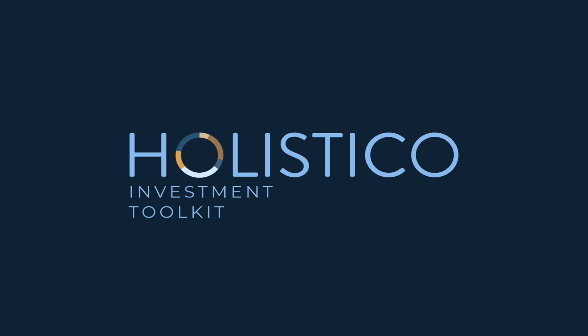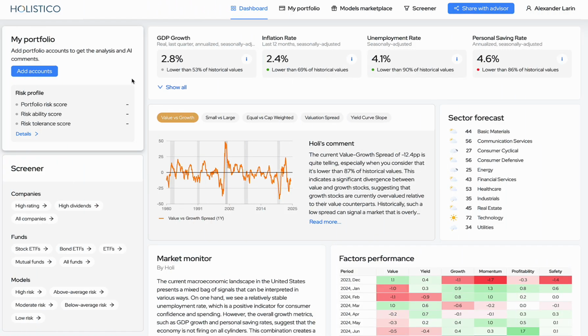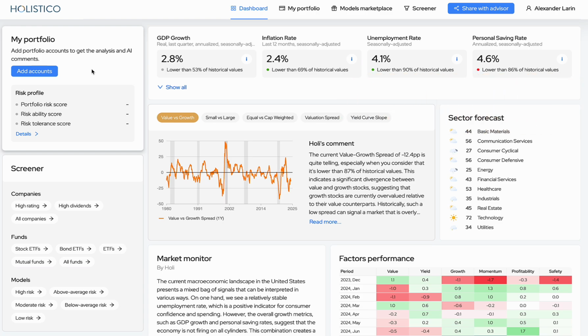Are you ready to manage your portfolio like a pro? Discover Holistico, your all-in-one platform for smarter investment research. Start your journey with the macroeconomic dashboard, a window into market trends and key indicators.